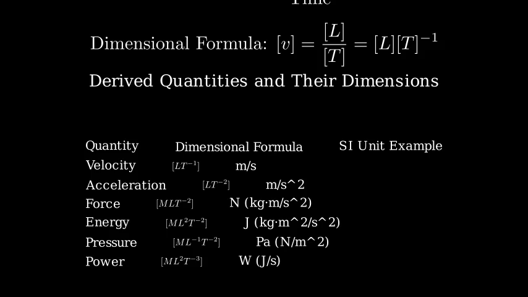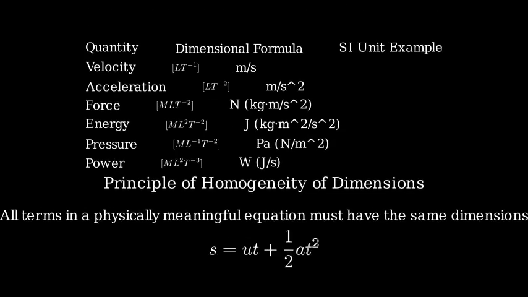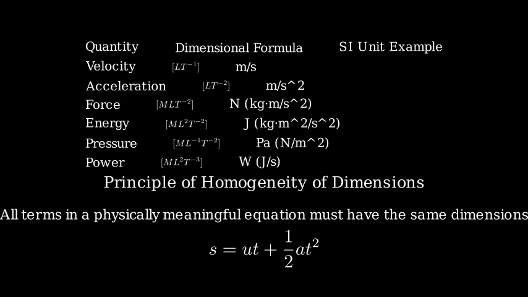One of the key principles in dimensional analysis is the principle of homogeneity of dimensions. This principle states that for an equation to be dimensionally correct, the dimensions of all terms on both sides of the equation must be the same. For example, let's check the dimensional consistency of the equation for the distance traveled by a body under constant acceleration, s = ut + 1/2 at^2.